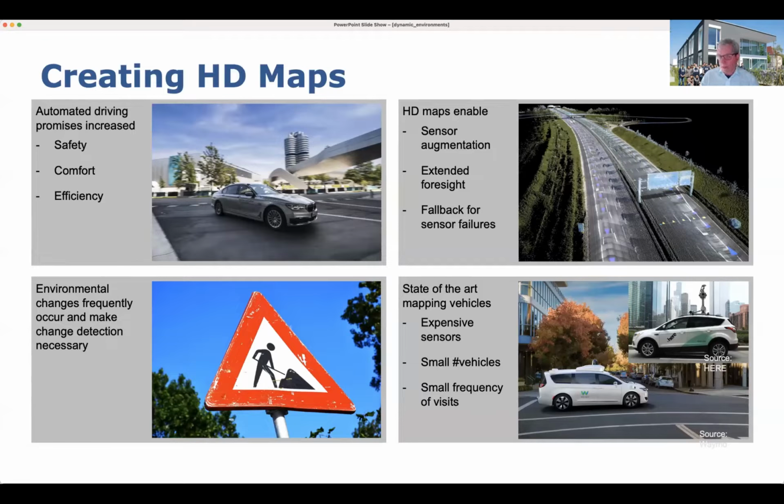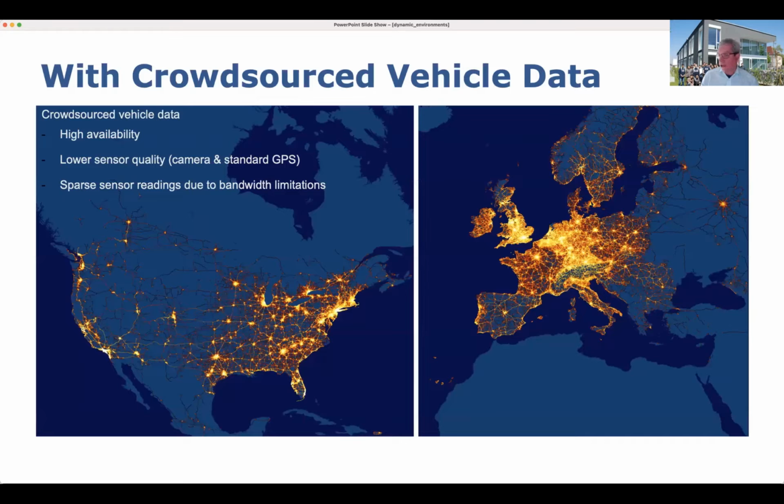HD maps are useful, but hard to maintain and super expensive to maintain. Whenever you have changes in the environment, and this is the dynamics that I'm speaking about here, you basically need to have the capability to react to this. The idea there is not to do this with expensive mapping vehicles that every company has and remap the entire world every day, but rather use vehicles that are out there to detect that there are changes. And the question is how to do this in a cheap fashion with potentially cheap sensors.